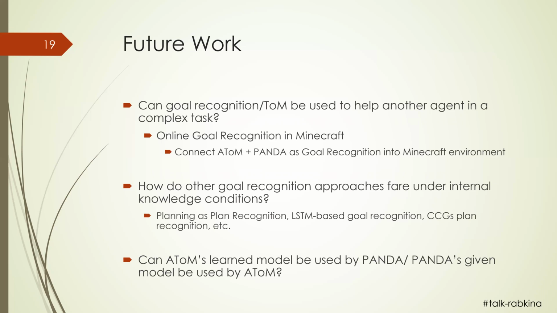And finally, and this one might be the next step, some of you may have picked up on the fact that Atom learns a model in order to do goal recognition. Panda is given a model, and we can talk all day about the trade-offs between learning versus being given a model. And there are definitely many of those. But we're curious to see whether the model that's learned by Atom can be used by Panda, and whether the model that's given to Panda can just be used by Atom, and what the trade-offs are there for each of the two models.